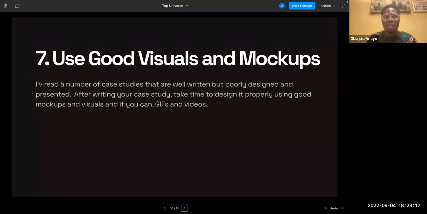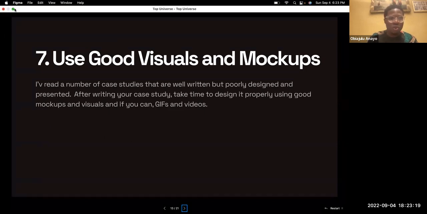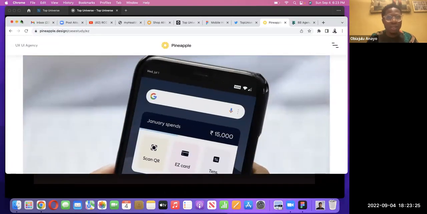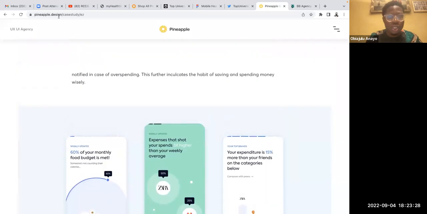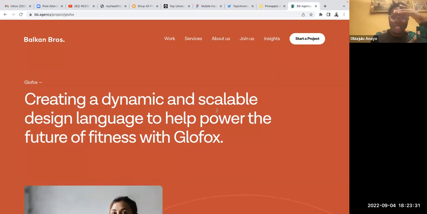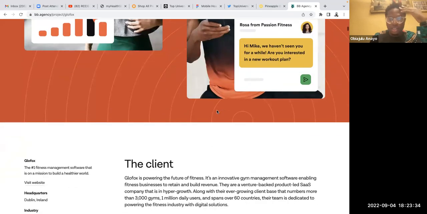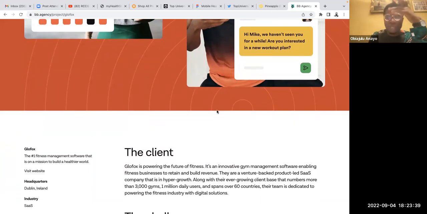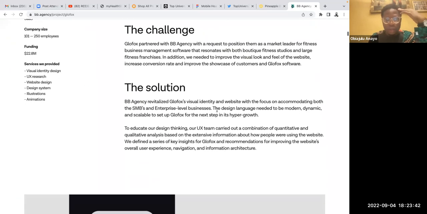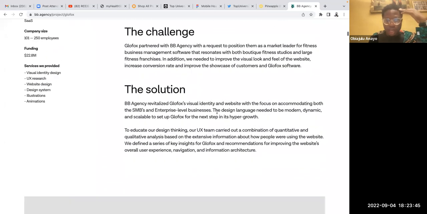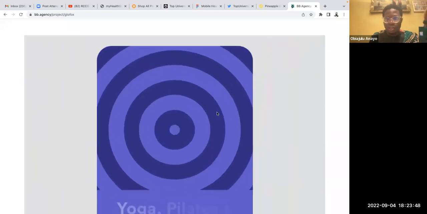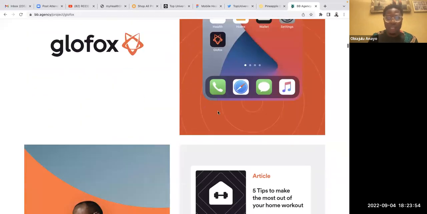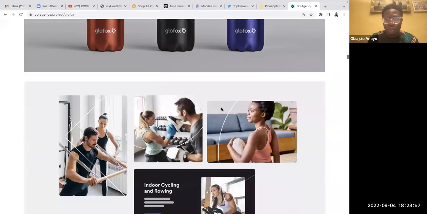So take time to design your case studies, use good visuals, use GIFs and videos, right? If you're good when it comes to motion design, you can use videos, you can use GIFs in the presentation of your case study. So this is a case study, right? And look at the way it's presented, clean. The visuals are really strong, and it helps the HR managers or the recruiters. It attracts them. They are looking at your text content, the challenge, the solution, and all of that. And if you're good at motion design, you might want to play around with motion design here and there. It attracts people looking at your case studies, right?